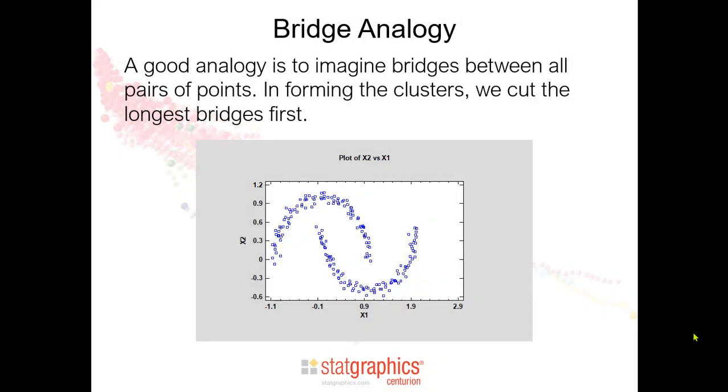A good way to think about how spectral clustering works is to imagine bridges between all pairs of points. In order to travel from any point in one crescent to another point in that same crescent, you could travel across only short bridges. On the other hand, to travel from a point in one crescent to a point in the other crescent, you'd have to go across a long bridge. In forming the clusters, spectral clustering cuts the longest bridges first.